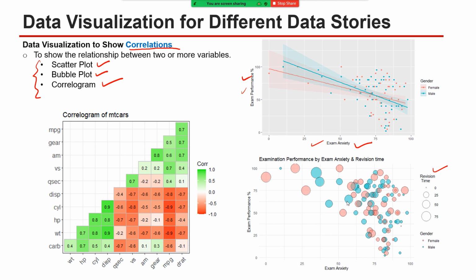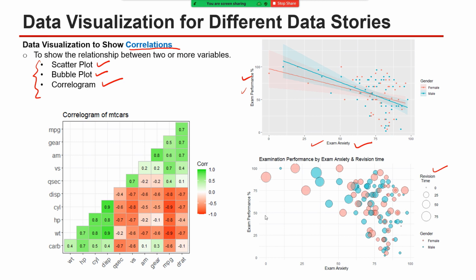So with the help of more revision time, we can increase the performance as well as decrease our exam anxiety. Correlogram is also known as the heat plot. So you can also use a correlogram as a heat map as well, but a heat map can also be used for other purposes.